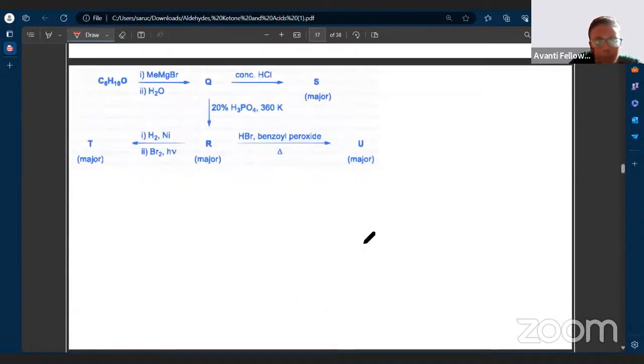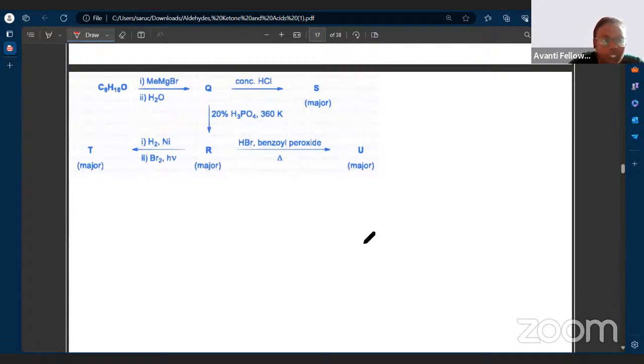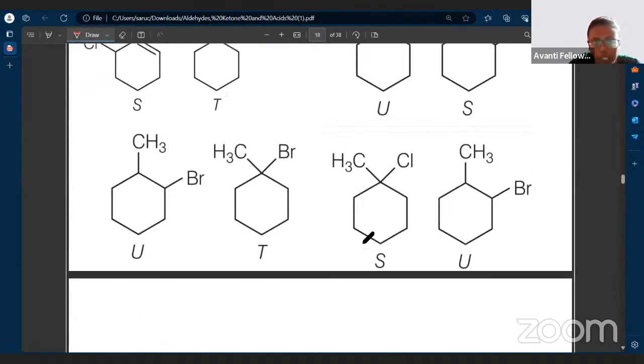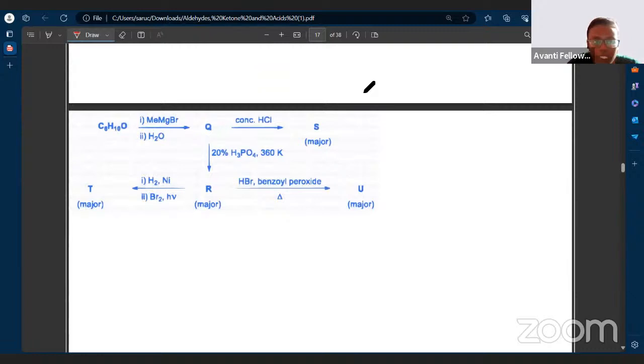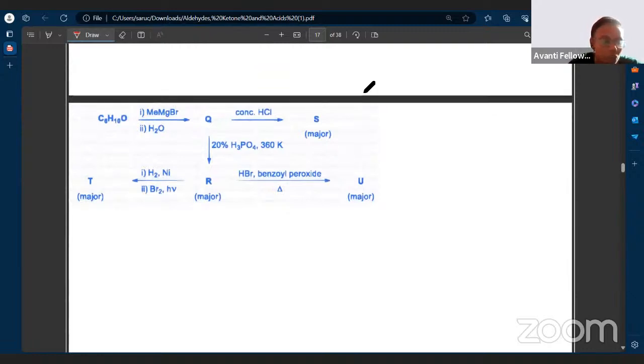Next is, okay. So here you have a series of reactions and they have given you the product. They have given 4 options. You have to find out which is going to be the right one. For it, first we will solve it.